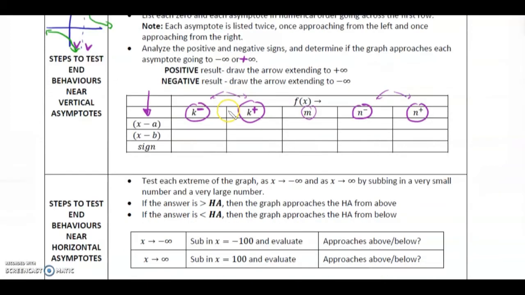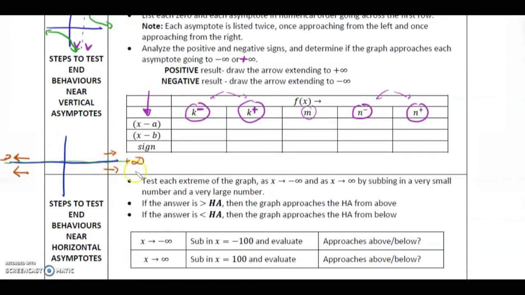Now let's talk about end behaviors near horizontal asymptotes. Essentially what we're going to be looking at for this one is we are going to take a look at the horizontal asymptote, wherever it is. I'm going to do this one at 0. We need to know whether we approach the horizontal asymptote to negative infinity above, so like if the arrow is going to go here, or below. And then if we're going to approach positive infinity, either above or below.